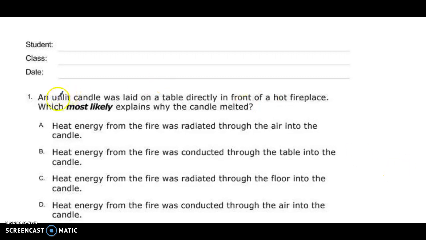There we go. An unlit candle was laid on a table directly in front of a hot fireplace. What most likely explains why the candle melted?